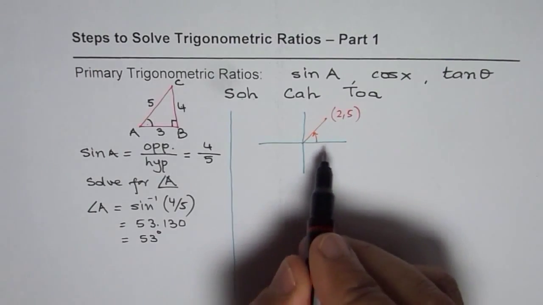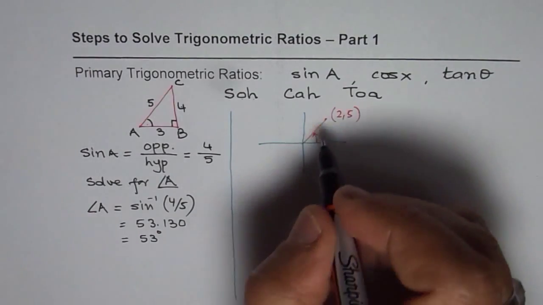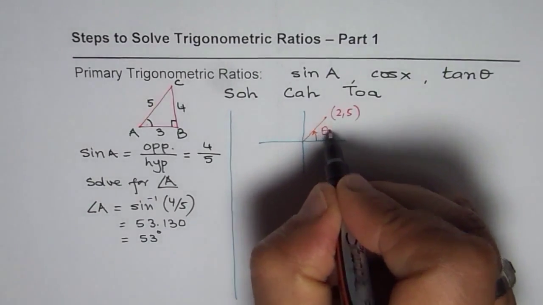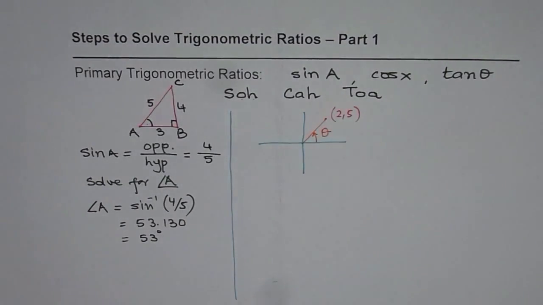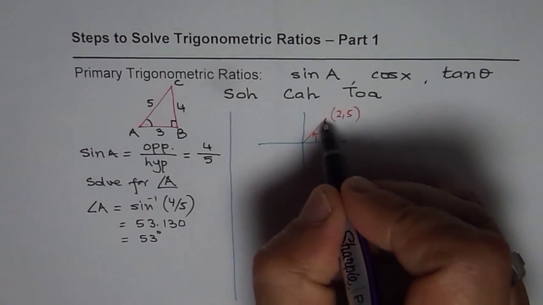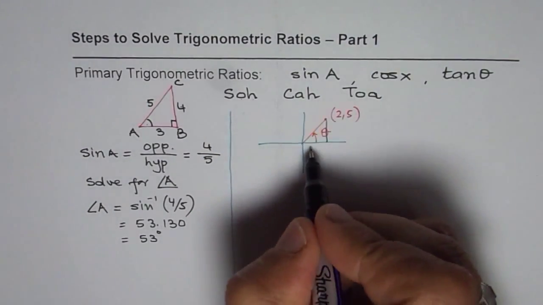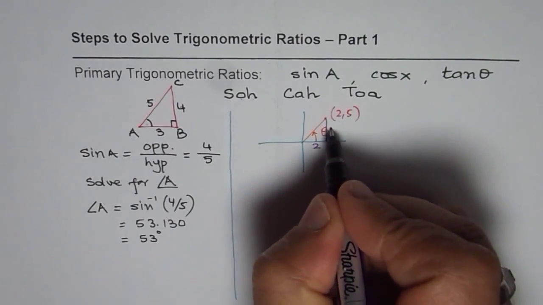Principal angle is measured from the positive x-axis, and let me call this angle theta. Okay, now if you have this kind of situation, then what should we do? In this kind of situation, from this point we drop a perpendicular, and we know 2 means the x value, 5 means the y value.